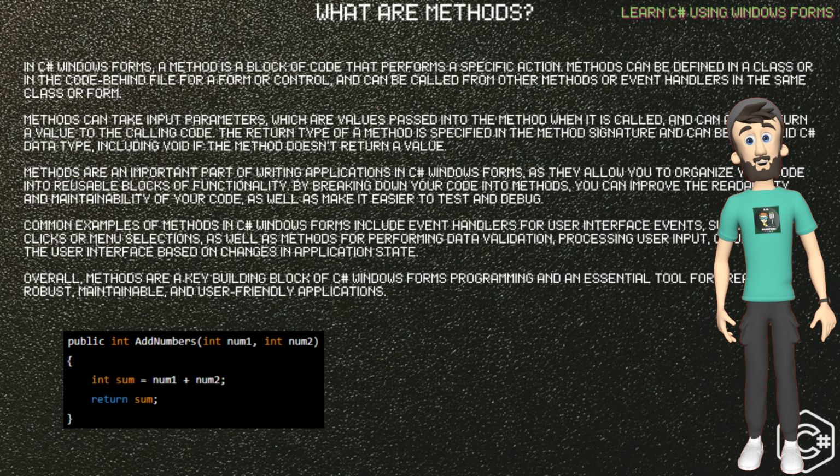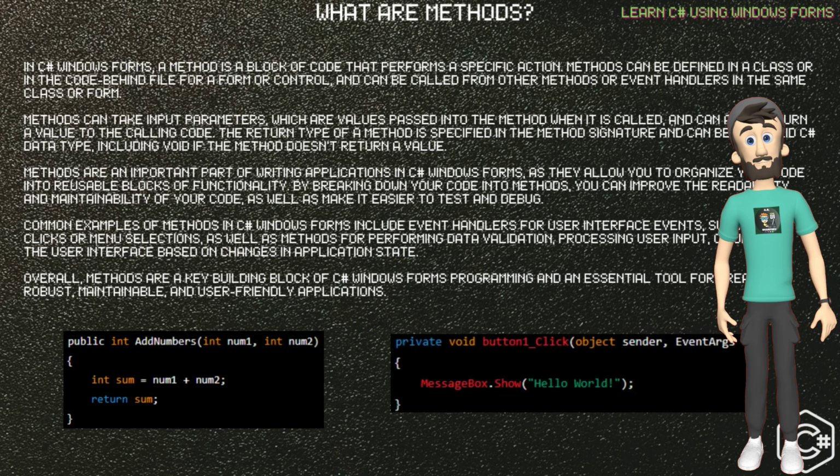Common examples of methods in C# Windows Forms include event handlers for user interface events, such as button clicks or menu selections, as well as methods for performing data validation, processing user input, or updating the user interface based on changes in application state. Overall, methods are a key building block of C# Windows Forms programming and an essential tool for creating robust, maintainable, and user-friendly applications.